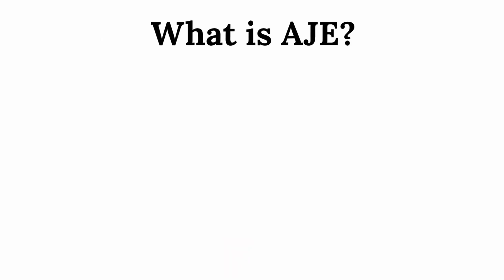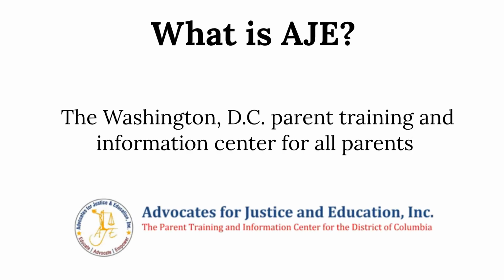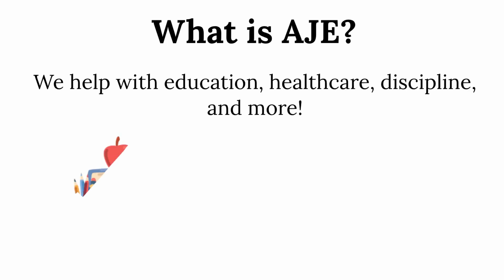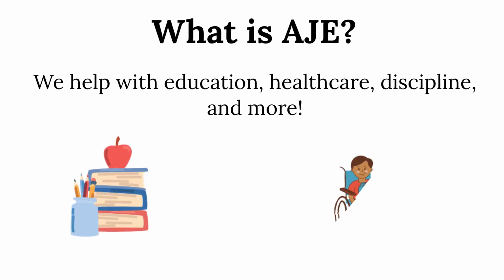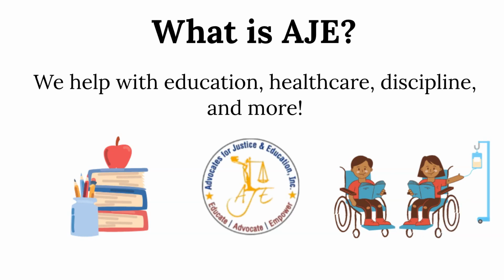If you've made it this far, you're probably wondering who we are. Advocates for Justice in Education, or AJE, is the Parent Training and Information Center for Washington, D.C. We provide support, training, and information to all parents. We are here to help with education, healthcare, school discipline, and more.